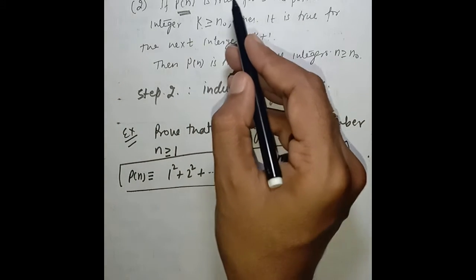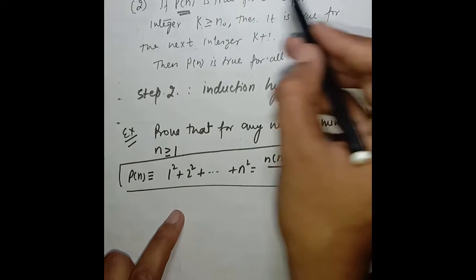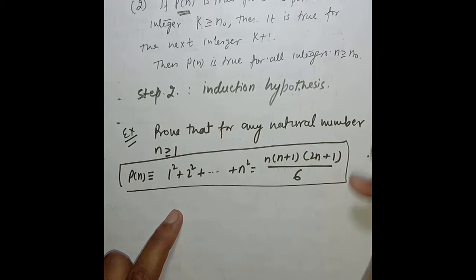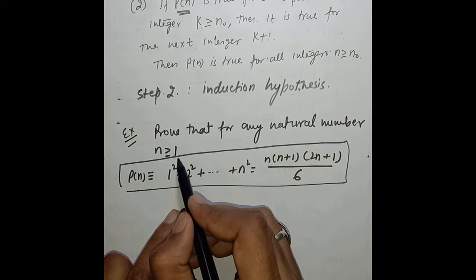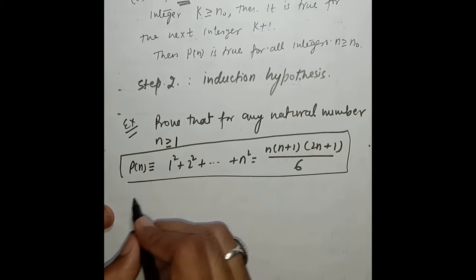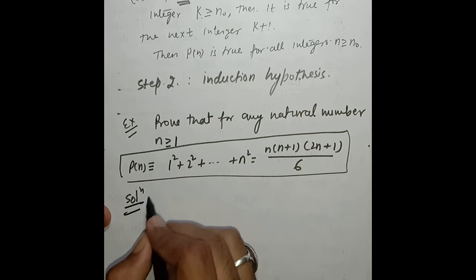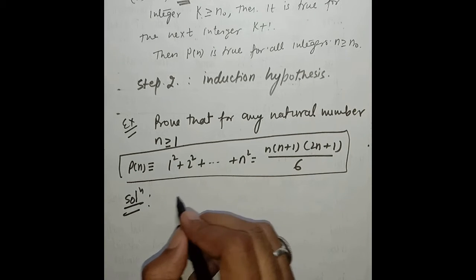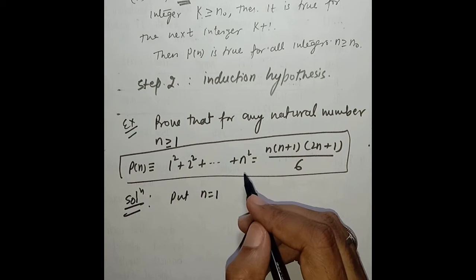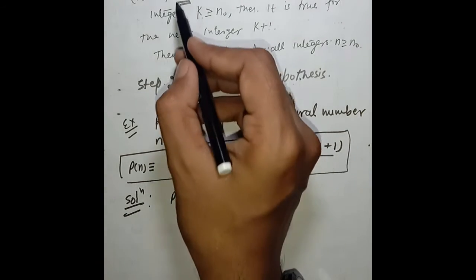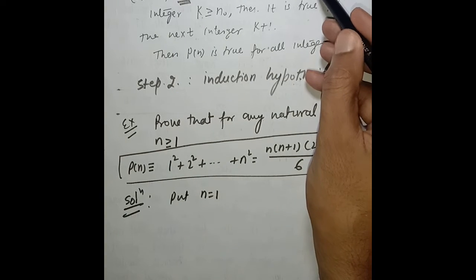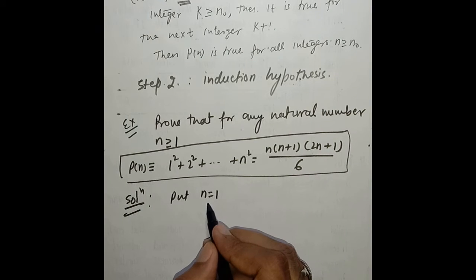And according to the principle of mathematical induction, if P(n) is true for some particular integer n naught, now we can choose n is equal to 1 in place of n naught. Now solution, put n is equal to 1. That means we are going to check the given statement is true for n is equal to 1. Then we'll move ahead.